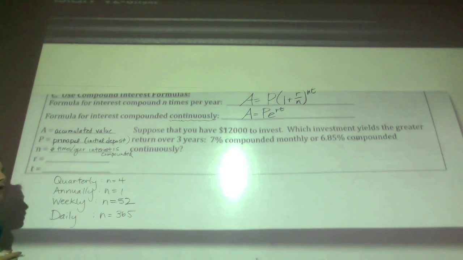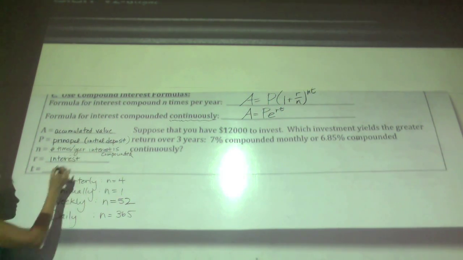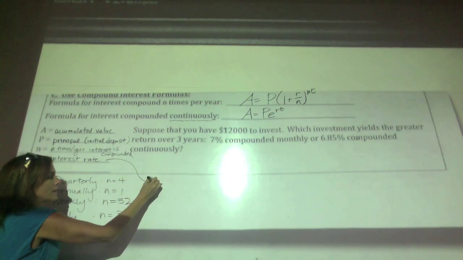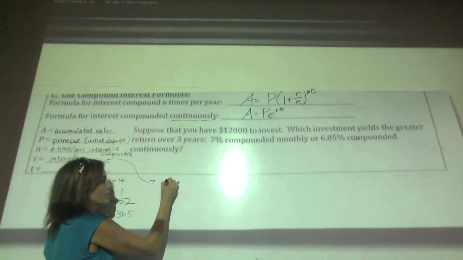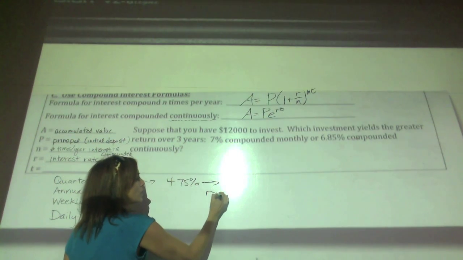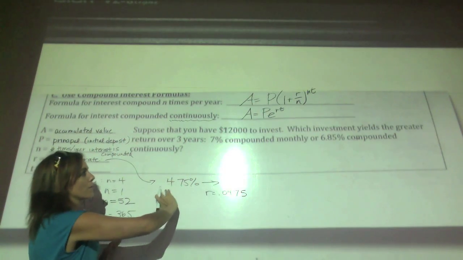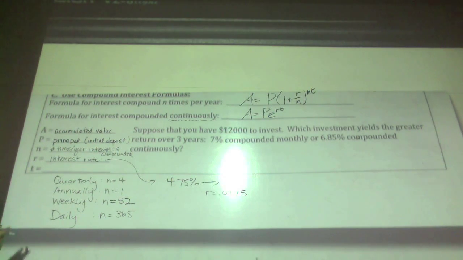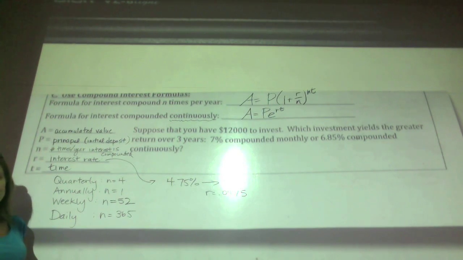R is our interest rate, and we always write this as a pure decimal. So if I am talking about interest that's 4.75%, R would equal 0.0475. You always have to make that conversion from the percent form to the pure decimal form. And last, T is time. Most often in these cases, time is represented in years.